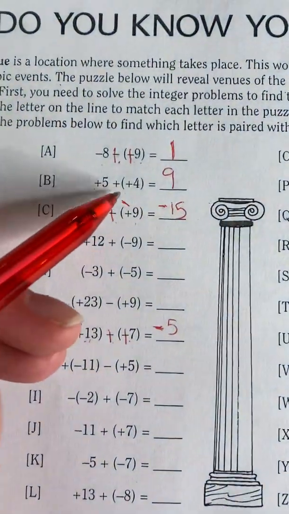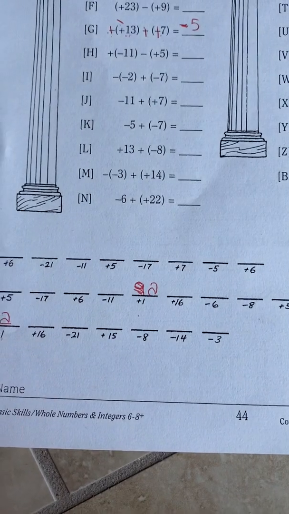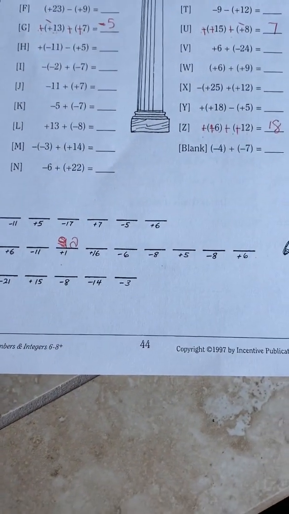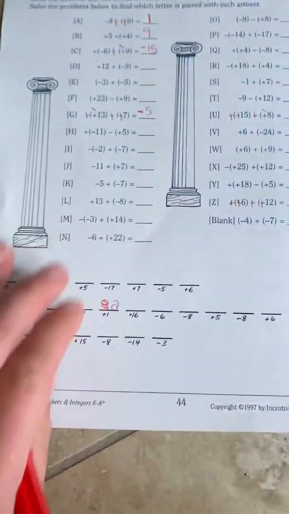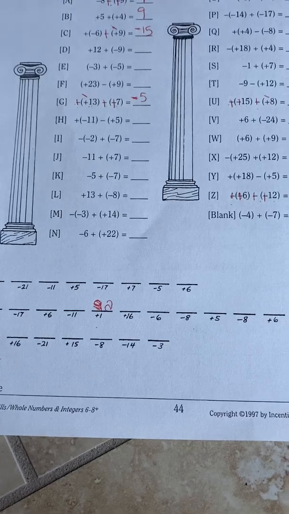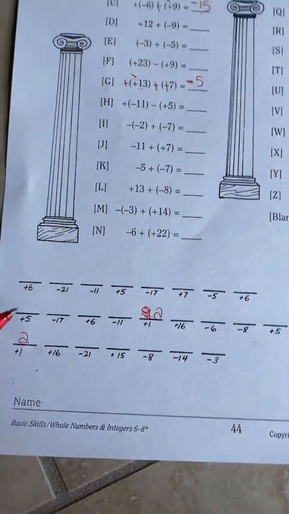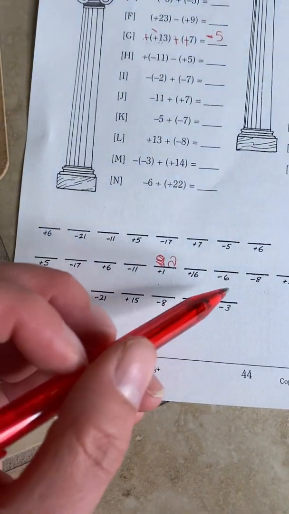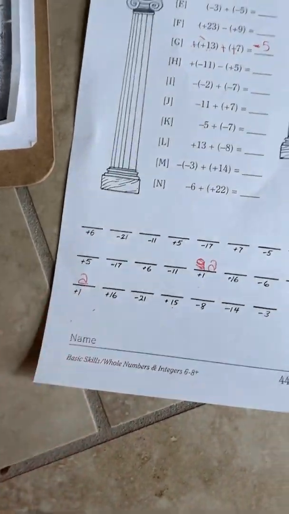B, we got 9. So I'm going to look for any 9s down on this puzzle. And there's no 9s, and that's okay. That just means there's no B's in my puzzle. Then you're just going to go through that. C is -15, so I'm going to look for a -15. Nope, +15, so I don't write it. So then there's no C's on this puzzle. That's what you're doing.